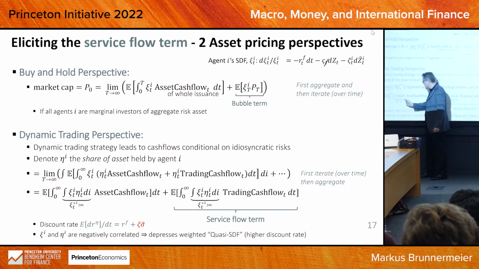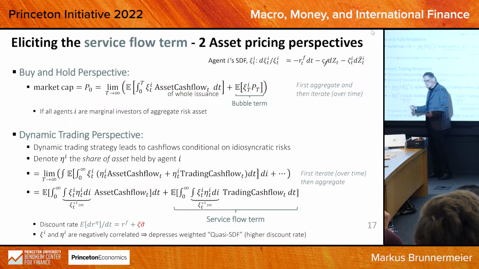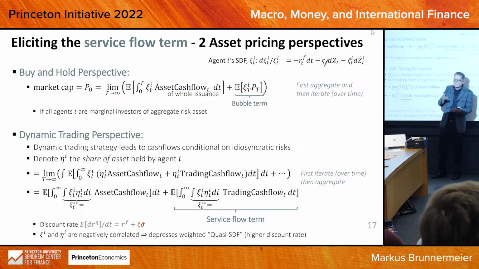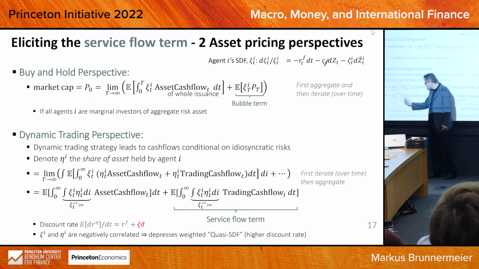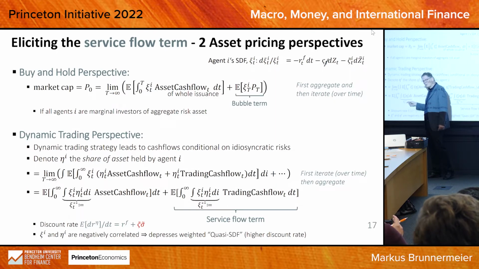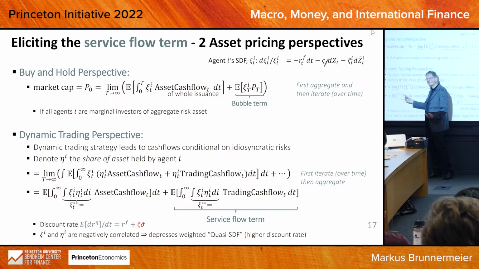And what does this reflect, essentially? Why is this R double star larger now? It's because these things are negatively correlated. Xi is related to the marginal utility of this agent i. Whenever his share goes down, he is poorer, and the marginal utility goes up. Whenever he's richer, eta goes up, but the marginal utility goes down. So that is a negative co-movement. So the discount factor is lower, or the discount rate is higher, and that pushes the whole thing over g.